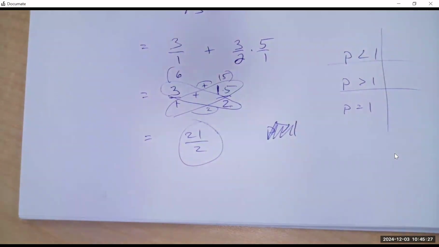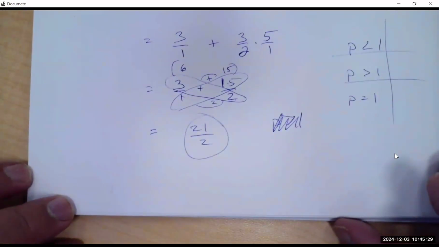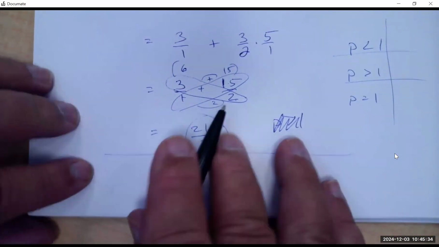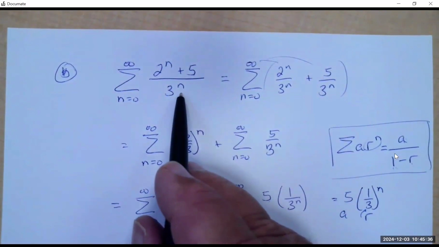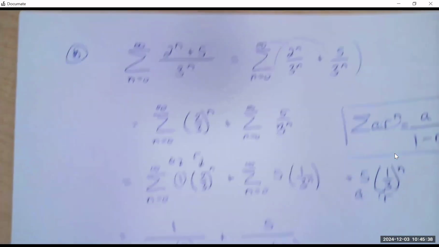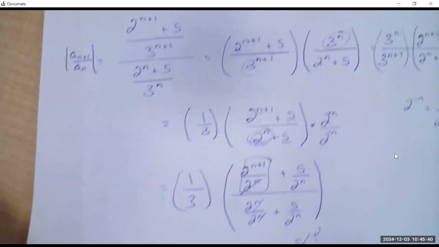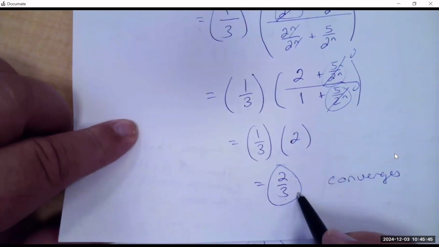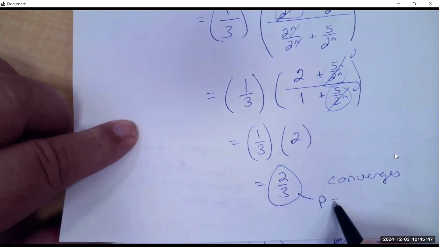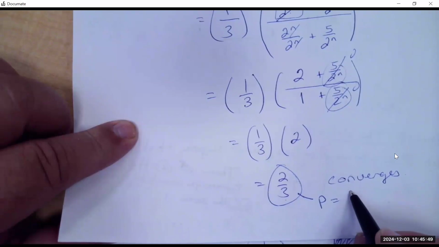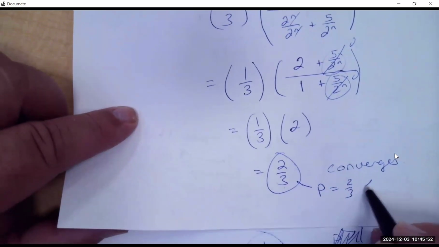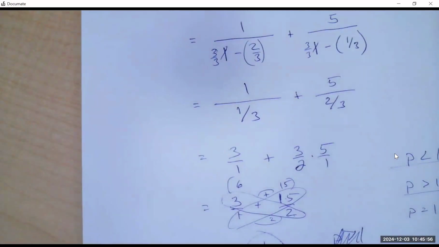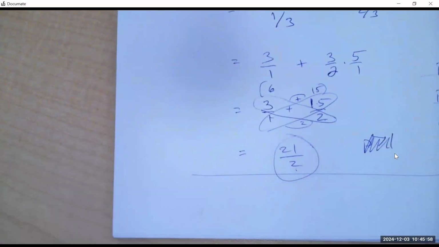So when I had this, this is my P. That's less than 1. If it's less than 1, it converges. It converges to that value.